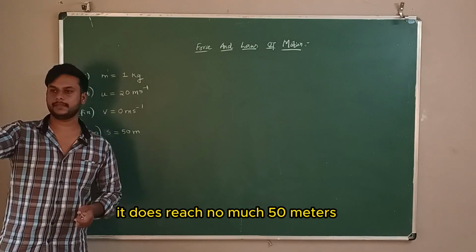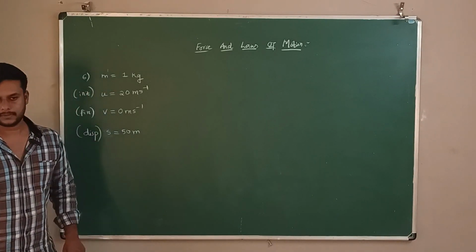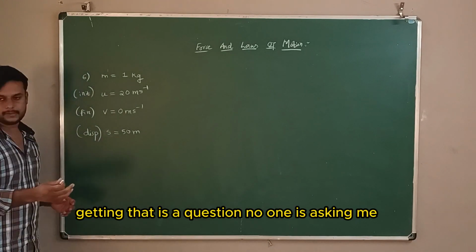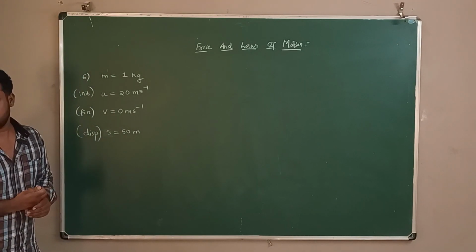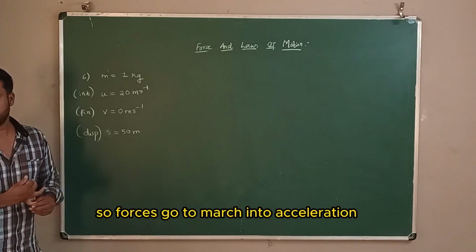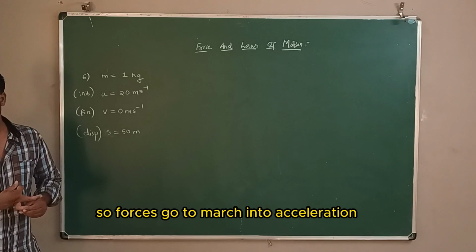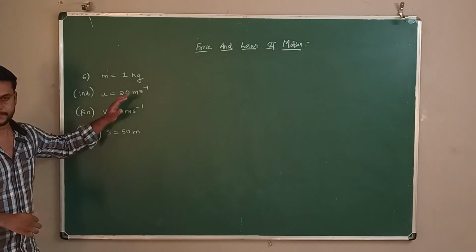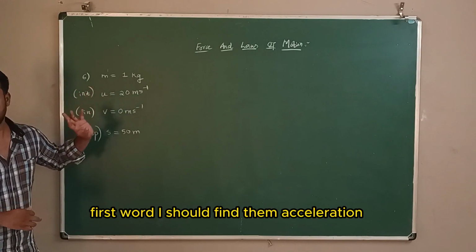If I throw from here, it has reached how much? 50 meters. Getting? That is the question. Now what is it asking me? What is the force of friction between stone and the surface? Correct? Again, it is asking force. So force is equal to mass into acceleration. So do I have acceleration? No. First, what should I find? Acceleration.